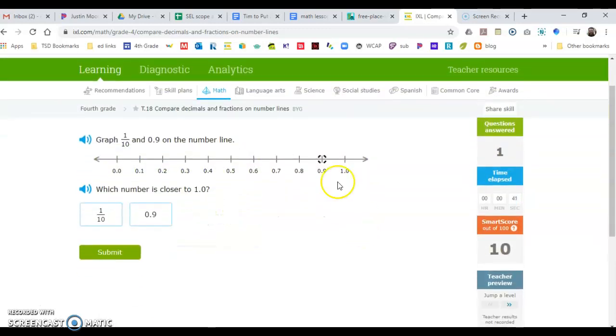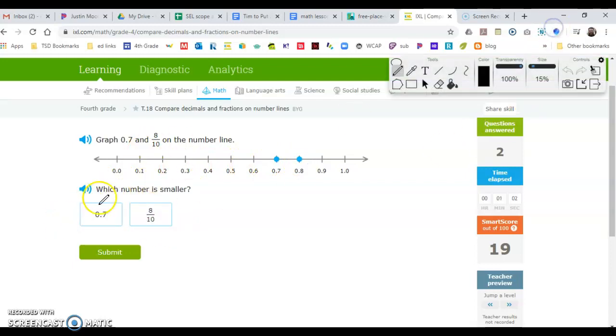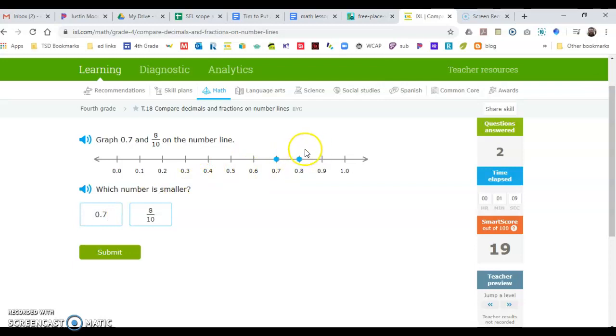There you go. Next one, we have 1/10 and 9/10. 1/10 graph it, 9/10 graph it. Then ask which number is closer to 10/10 or 1. That would be 9/10. Here we have 7/10. Here we have 8/10. Graph both numbers. And then the question changed on us once again. We want to check out which number is smaller this time. So when finding a number that's smaller, we're looking for a number that's farther left on the number line. And 7/10 is less than 8/10.